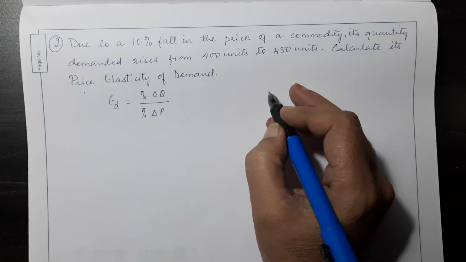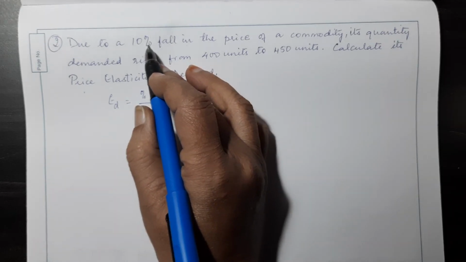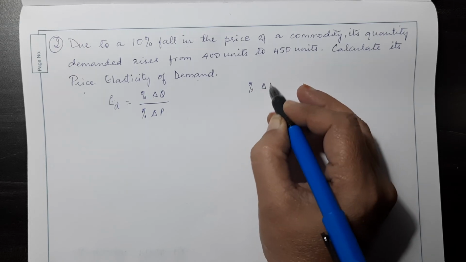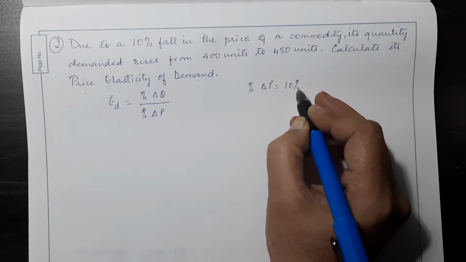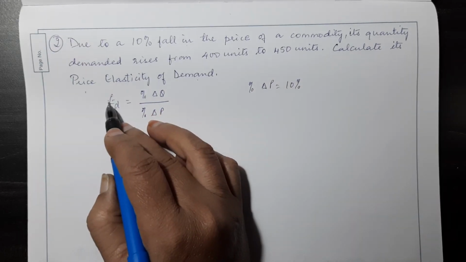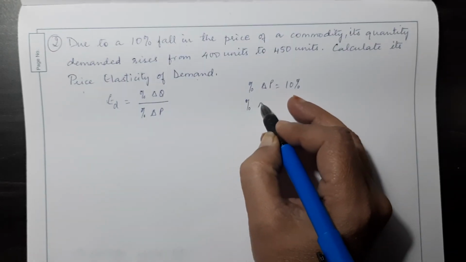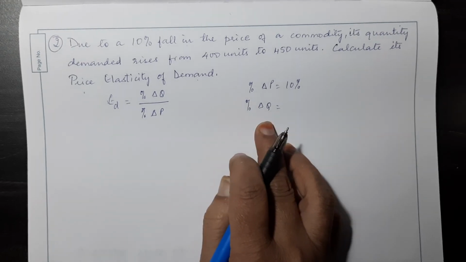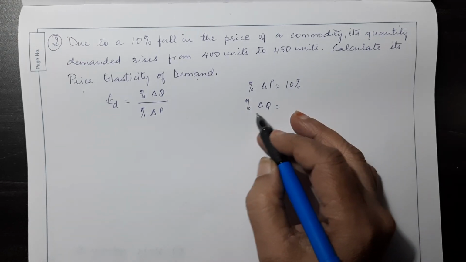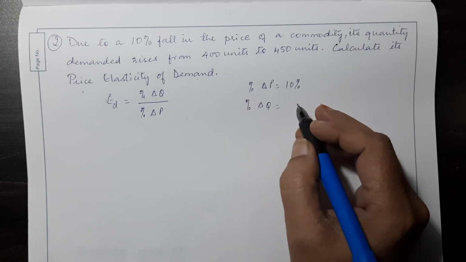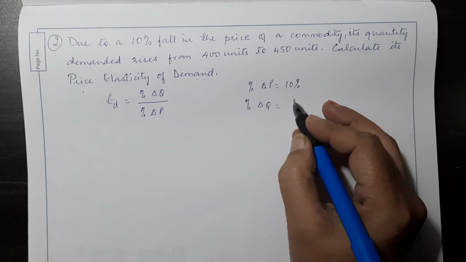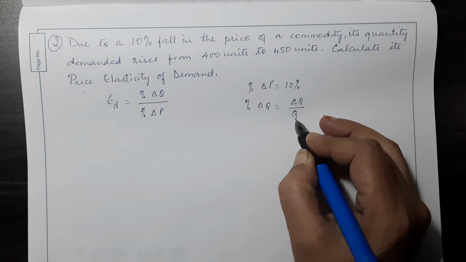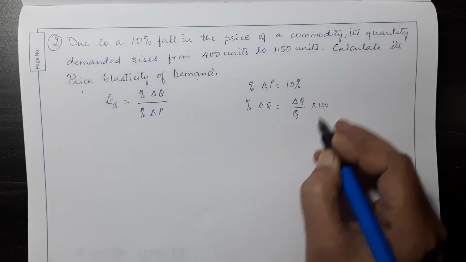Now, let's write down what we are given. We are given 10% fall in price. So, that means percentage change in price is equal to 10%. We have to calculate ED. Now, what is the percentage change in quantity demanded? That is not given to us. But by formula, we know percentage change in quantity demanded is equal to delta Q, that is change in quantity by initial quantity into 100.